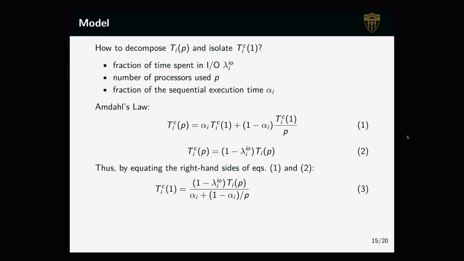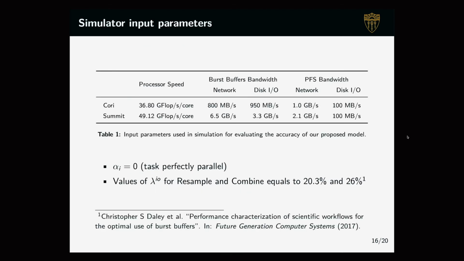And we make a final assumption. We consider that our applications are perfectly parallel, so they scale perfectly. This means that alpha_i equals 0, and we can simplify our expression, and we obtain this expression. So now that we have our expression, we can start our simulation. We have used these parameters found in the literature. We also have found the value for the I/O fraction in the literature.